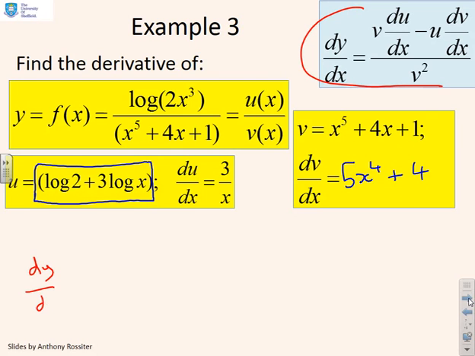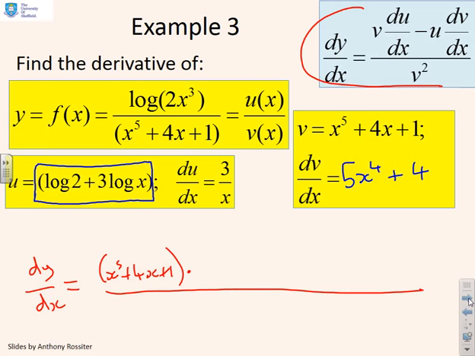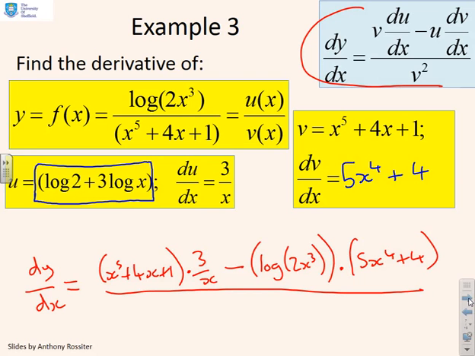So dy/dx equals, and we start with v, so I've got x to the 5 plus 4x plus 1 times du/dx, which is 3 over x, and then minus u, so that's log, and you can put the 2x cubed back in if you like, because it's just u, times dv/dx, which is 5x to the 4 plus 4, and then all divided by x to the 5 plus 4x plus 1 squared.